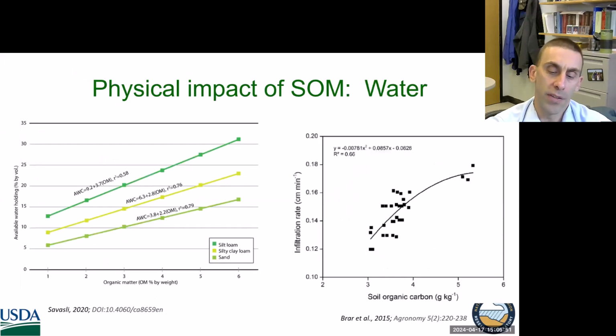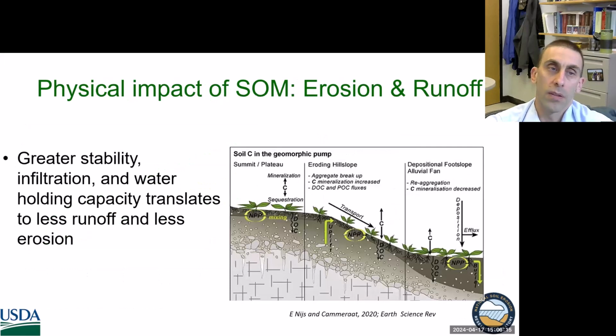The second major area in which soil organic matter and improved soil health is going to impact physical properties of the soil is those that are related to water. Specifically, increased organic matter in soils is going to improve the water holding capacity of the soil and improve the ability of that soil to infiltrate water. So essentially, these improved physical properties are greater stability, greater infiltration, improved tilth, greater water holding capacity. That is going to translate to less runoff and less erosion, less loss of sediment.